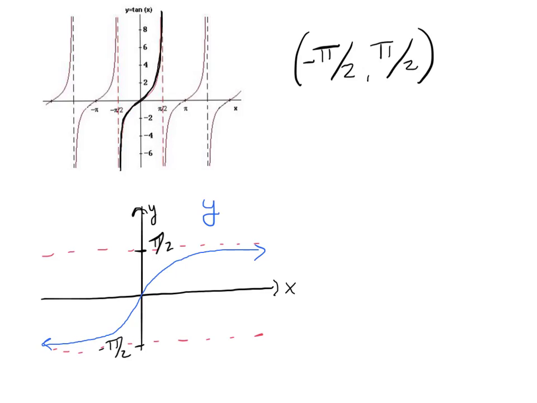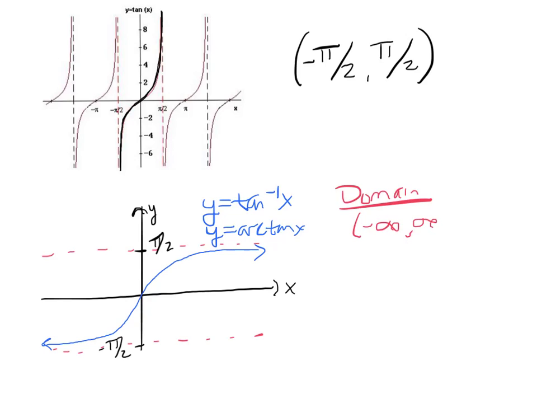So this is inverse tan or arctan. And the domain is all real numbers, and the range is between negative pi over 2 and pi over 2.